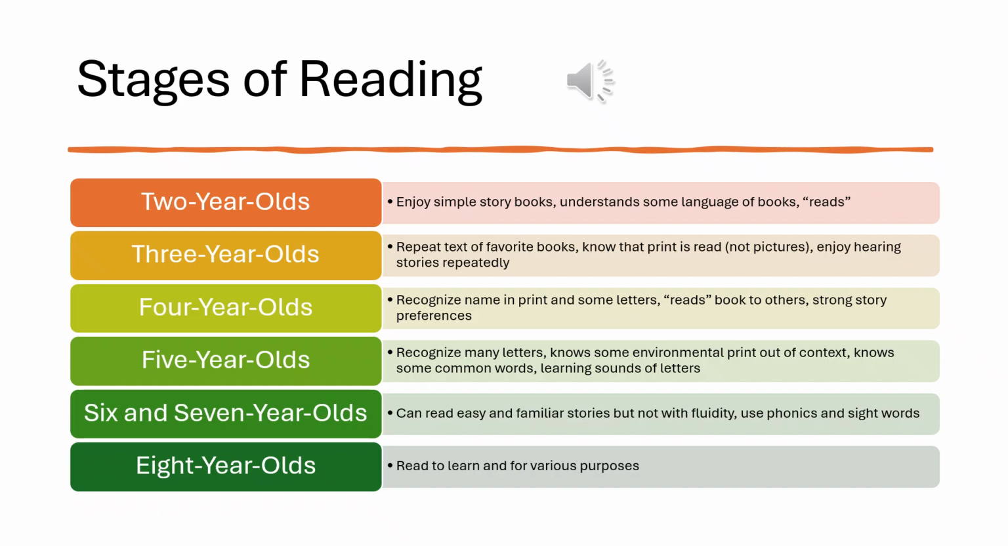4-year-olds might be able to actually recognize some letters that are written and recognize their own name in print. 5-year-olds know lots of different letters. They may be able to pick out words. So if you're driving by a store, they may be able to notice particular words, maybe see the stop sign and know that says stop. So that's called environmental print, when we see words out and about in the environment and are able to read those. 6- and 7-year-olds can read very easy stories.